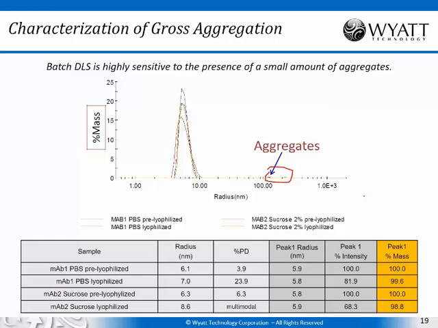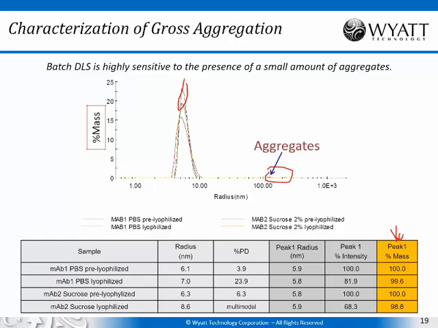And so if we quantify the total amount of mass in the monomer peak, which is shown here, we can see that before lyophilization, 100% of the mass was in peak number 1, which is this one over here, the monomers. And after lyophilization, 99.6% was still in that peak. For the sucrose, 98.8% of the mass was still in that peak, and only 1.2% of the mass went into the larger aggregates.